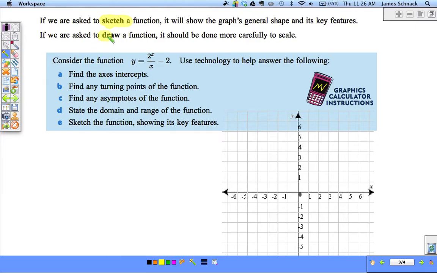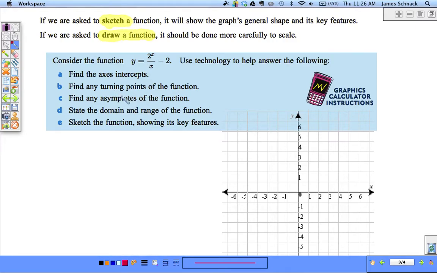If we're asked to draw a function, it should be done more carefully, and we need to put an accurate scale on our graph, and points should be plotted where they belong. So if the point is (1, 2), and the next point is (2, 8), things should be evenly spaced across the x-axis and y-axis. You have to be just a little bit more careful when the directions say to draw a function. Sketching can be quicker. So here we go.